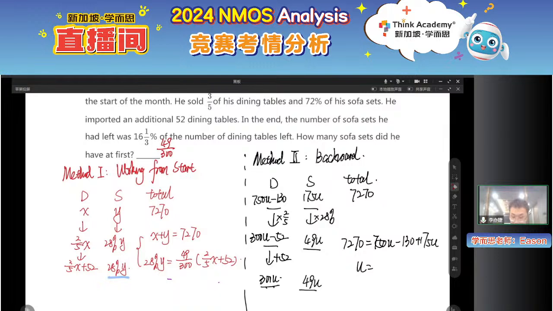925. Calculator. 8. So now u equal to 8. So the initial sofa is 175. So 175 times 8, which is 1400. Much better. Right?